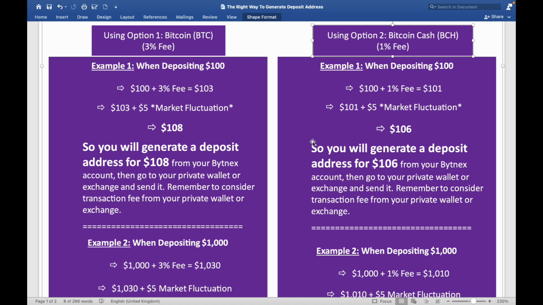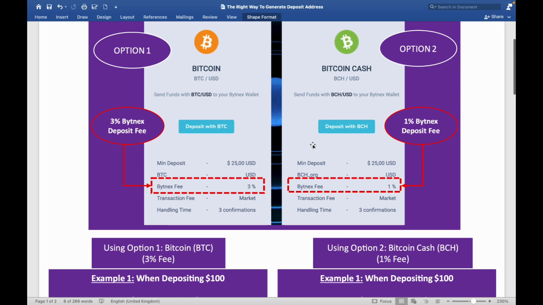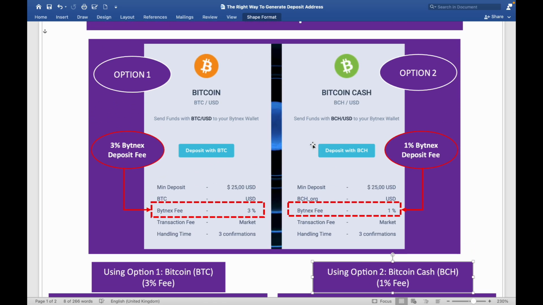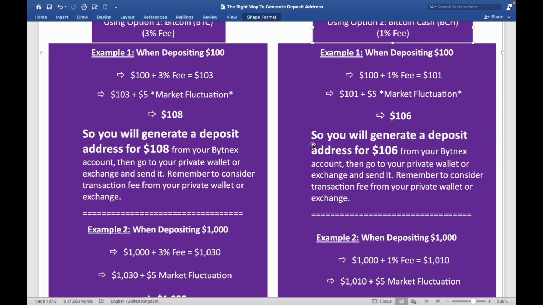So let's say the same example, you want to deposit $100, but in this case you want to use Bitcoin Cash. So you add 1% because there's a 1% fee, as I have already explained to you with this screenshot directly from Bytnex account, right? So 1% of $100 will be $101. Okay, and then again add an extra $5 market fluctuation fee. That will bring it to a total of $106.